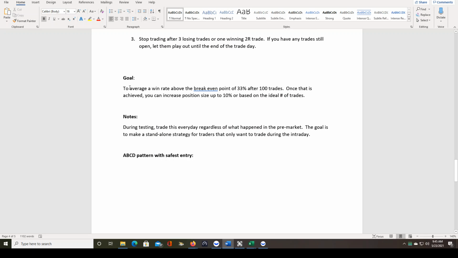And this is the goal of the plan, to average a win rate above the break-even point of 33%. So I trade all or nothing 2R, meaning that my profit target is always 2 times my risk. So as long as I'm above 33% win rate, I'm going to be profitable. And so far, since I've updated this plan, the win rate is extremely high. I'm not expecting it to stay there, but I do expect it to be pretty high above the break-even point.